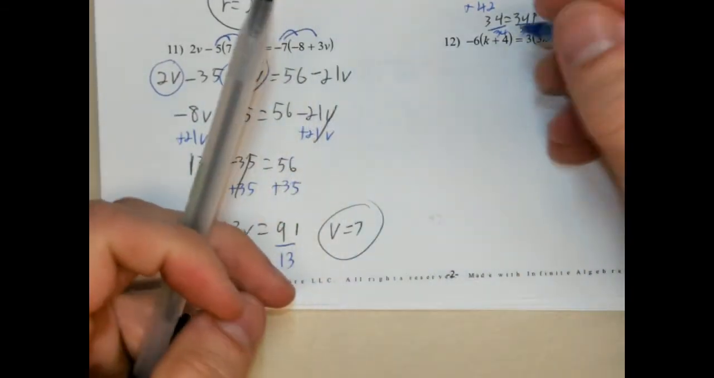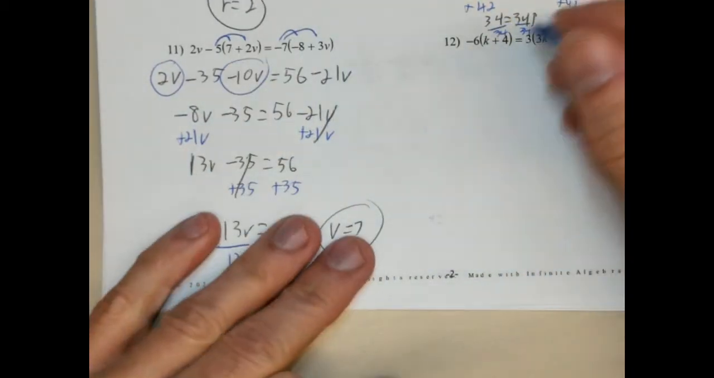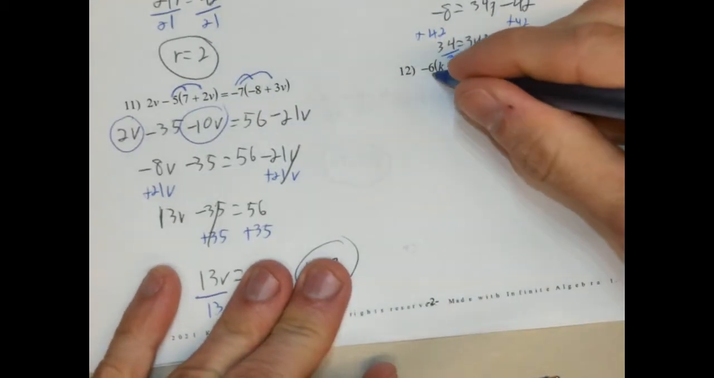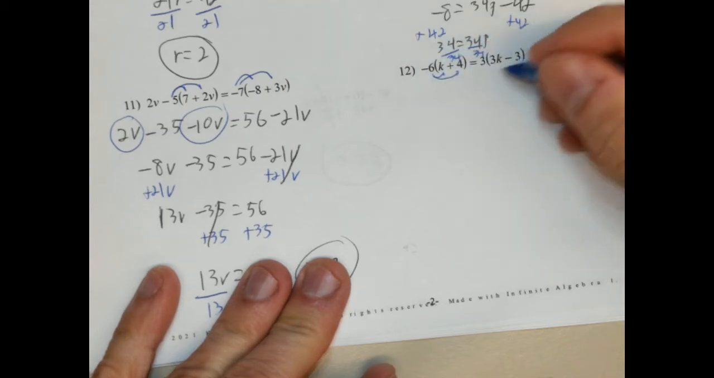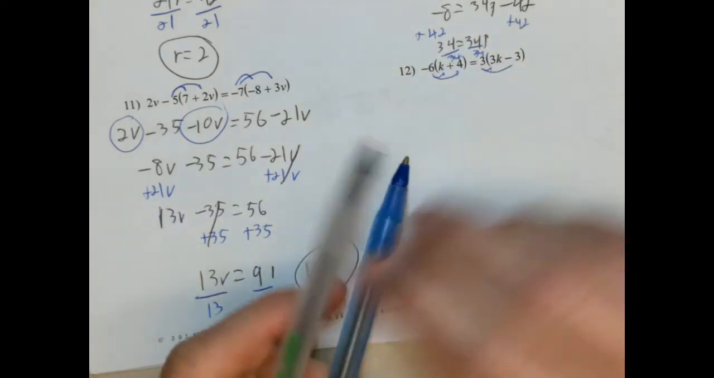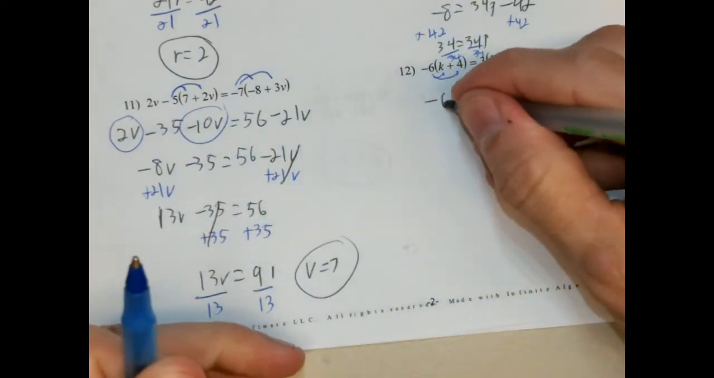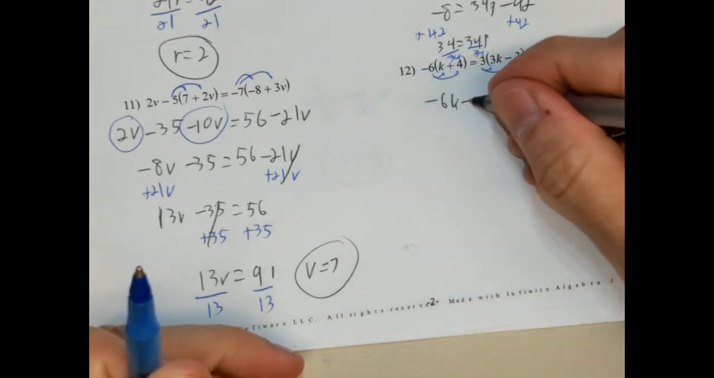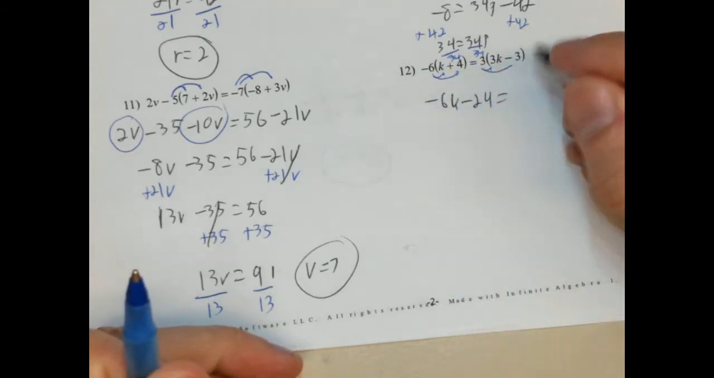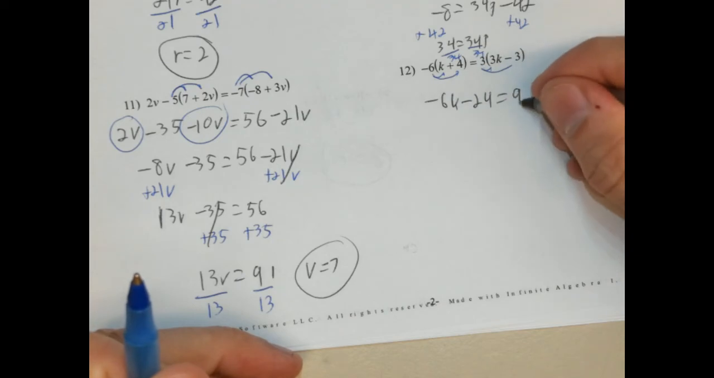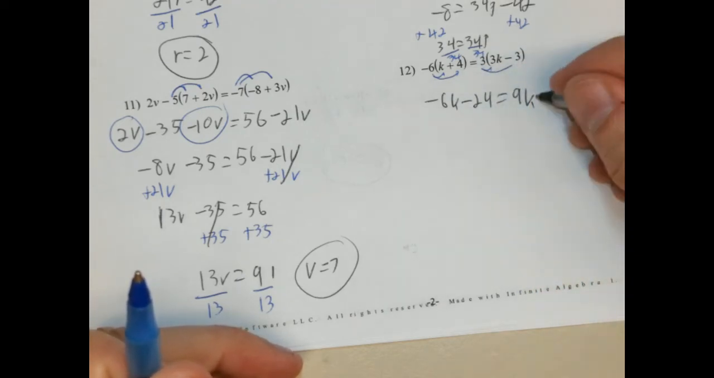It's another double distribution. I'm actually going to draw underneath it because I ran out of room above it. So I'll just draw the arrows right there. So negative 6k is in there. Okay, distribute those. So negative 6 times k is negative 6k. Negative 6 times 4 is negative 24. Equals 3 times 3k is 9k. And 3 times negative 3 is negative 9.